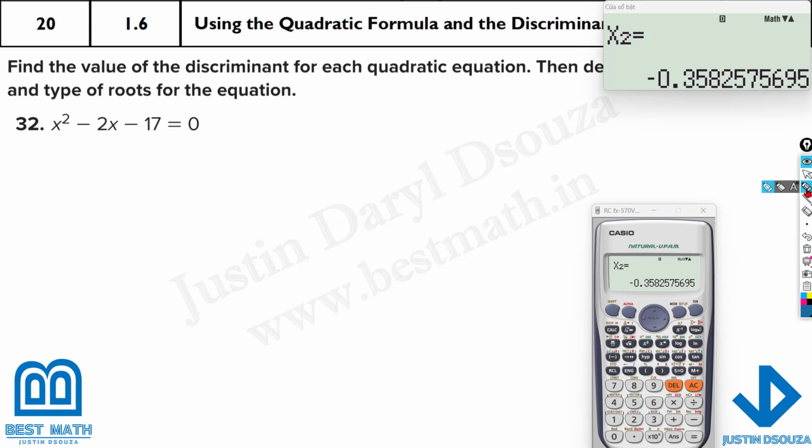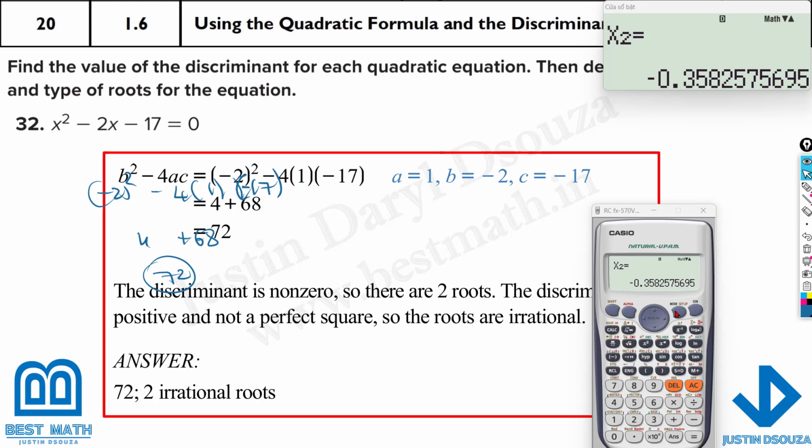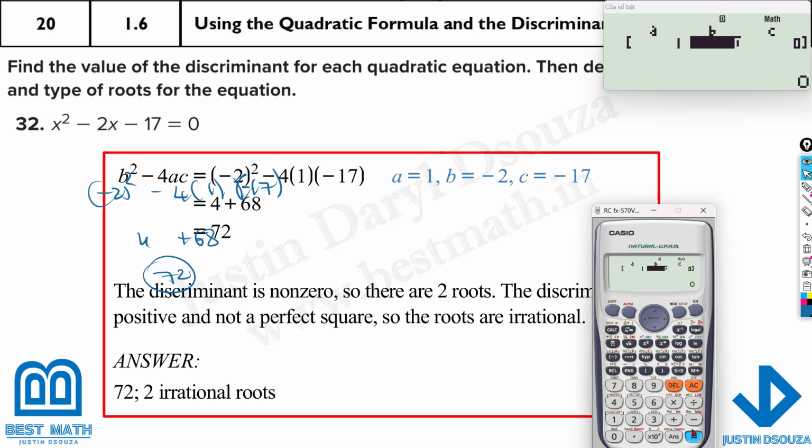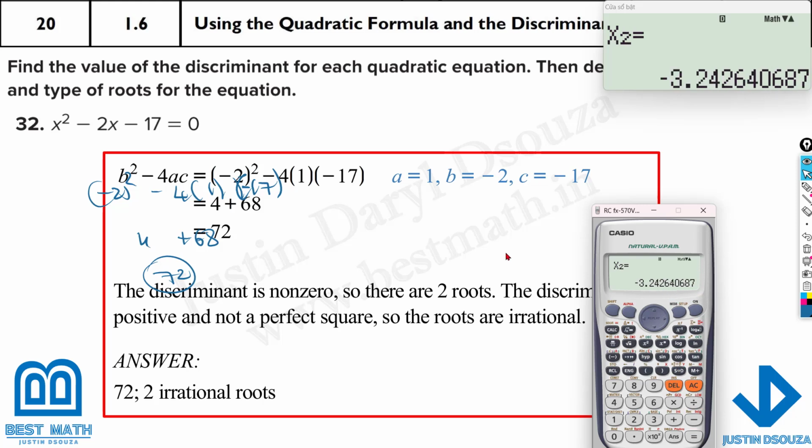What about this one? Here as well, it's minus 2 the whole squared minus 4 times 1 times minus 17. So it's minus 4 times minus 17, which is positive 68, and over here we have 4, that's going to be 72. So this is again irrational roots, and there are two. Mode 5 3, 1, minus 2, and minus 17 gives irrational roots. As you can see, these numbers keep on going until infinity. That's why they are irrational.